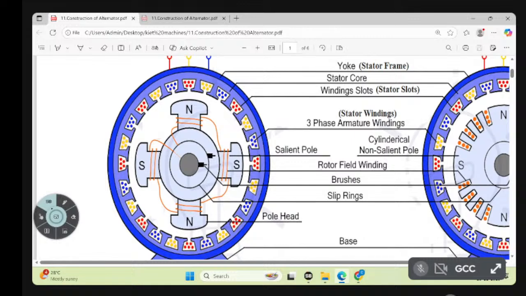So with respect to construction, here also there are two parts. One is called the stator, the other one is called the rotor. Exactly, if you know the DC generator, you have to write the opposite of the DC generator. The stationary part of the alternator or AC generator is called the stator. The rotating part of the alternator is called the rotor. That you know, the general definition.